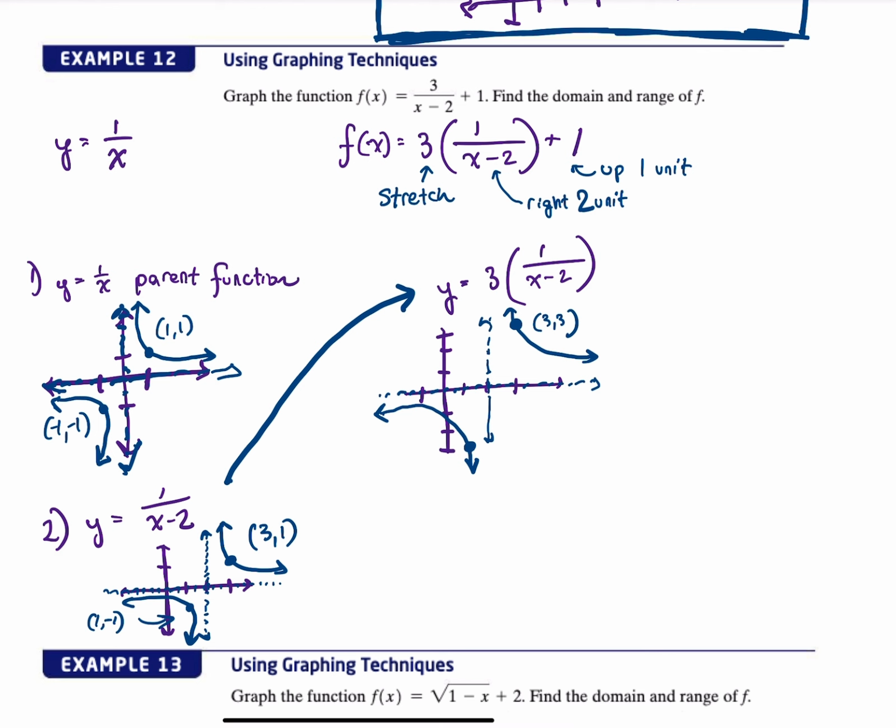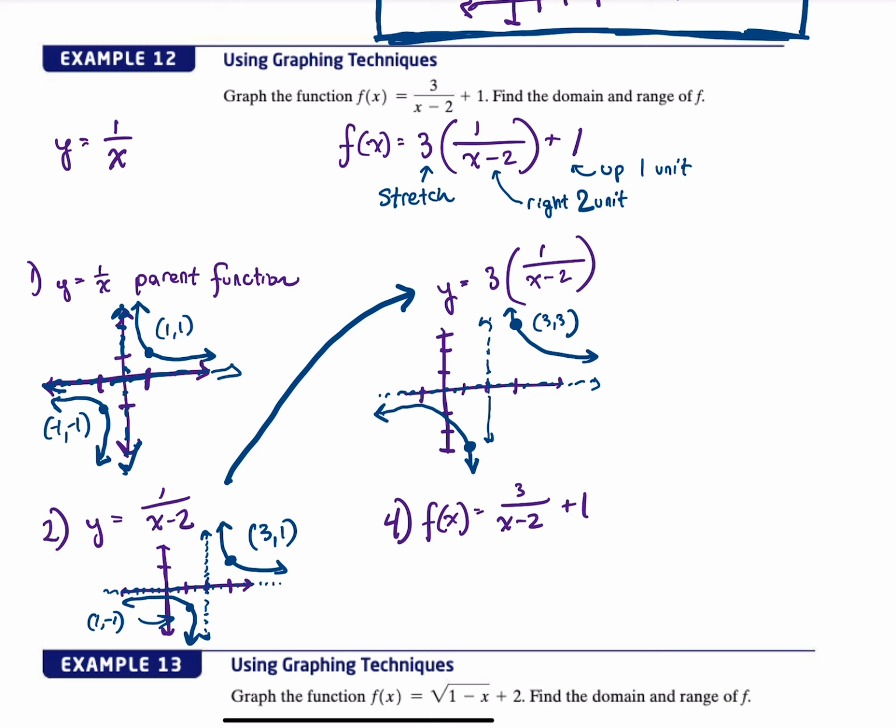All right, now we just need our vertical shift. We have that +1 on the outside of the function. So let's make our final graph. So this is f of x, the full thing. I'll go ahead and stick the 3 back up top, 3 over x minus 2, plus 1.